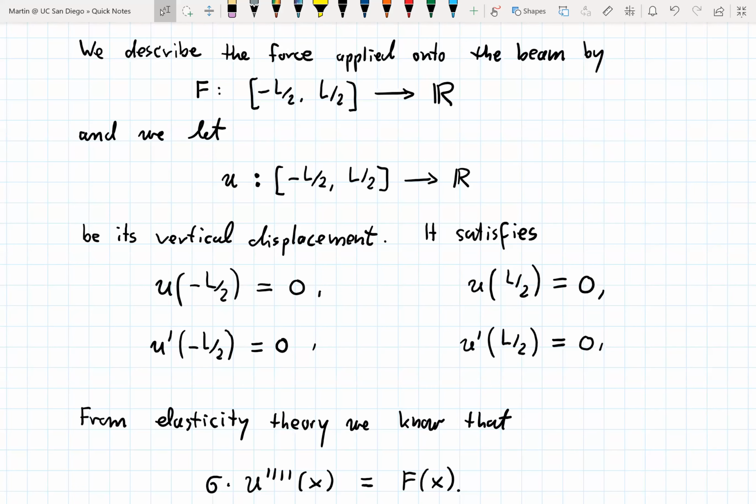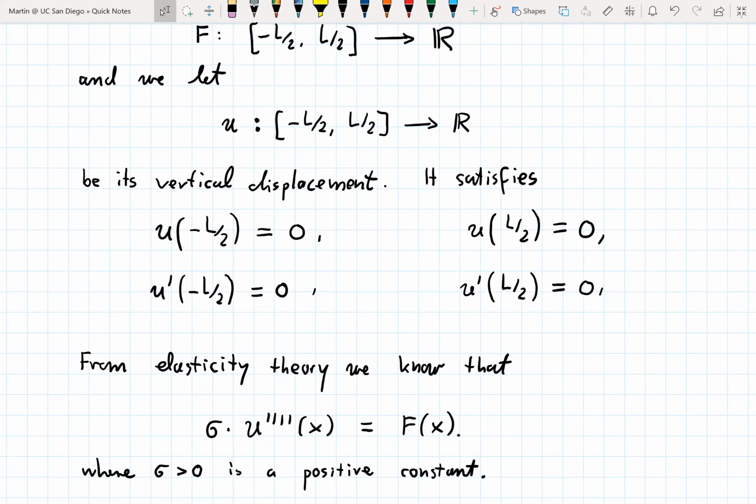differential equation. So specifically, elasticity theory provides us with the differential equation sigma times u prime prime prime prime of x equals f of x. That's the fourth order differential equation, and that is satisfied by the beam, by the vertical displacement function u. In that context, again, sigma is a positive constant.